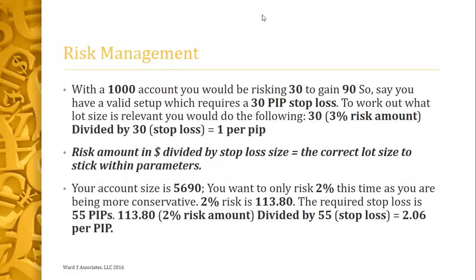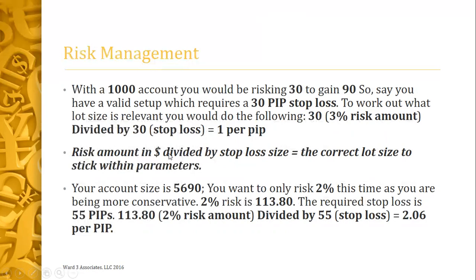So say you want to have a valid setup that requires a 30 pip stop loss. To work out what lot size is relevant, you would do the following. You take the $30, which is your 3% risk amount, and you divide that by 30, which is your stop loss, right? And that's going to be $1 per pip.